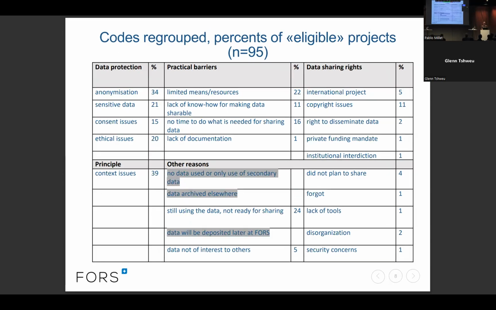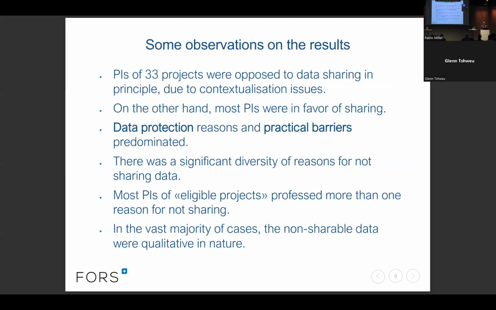Actually, this was another slide where basically we excluded cases where there were no data used or only secondary data, where the data were actually already archived, but elsewhere, not within our archive, or where they told us that the data would be deposited with us at a later time. So if you exclude those three categories, it changes the percentages, but it's not really a meaningful or interesting difference. So let me go to some initial observations on those results.